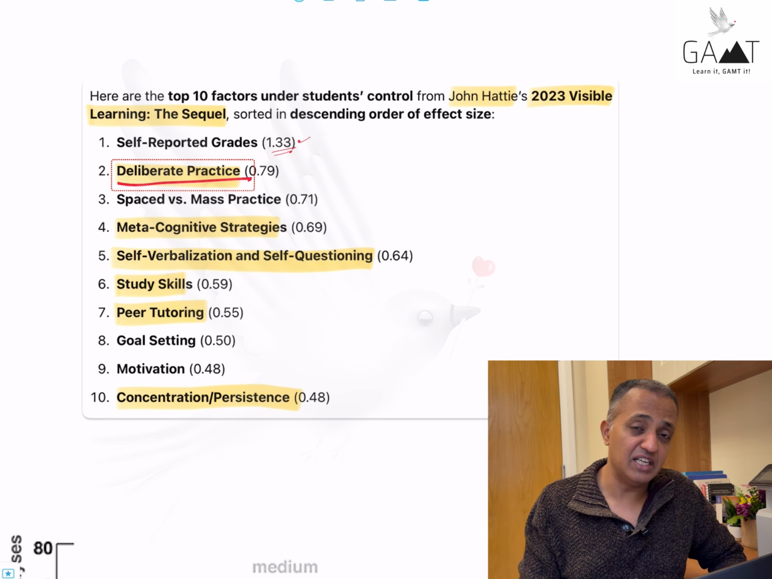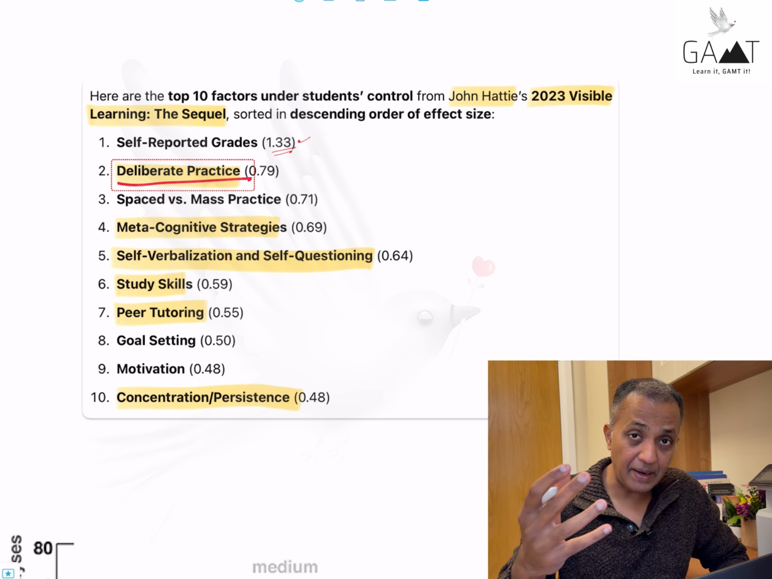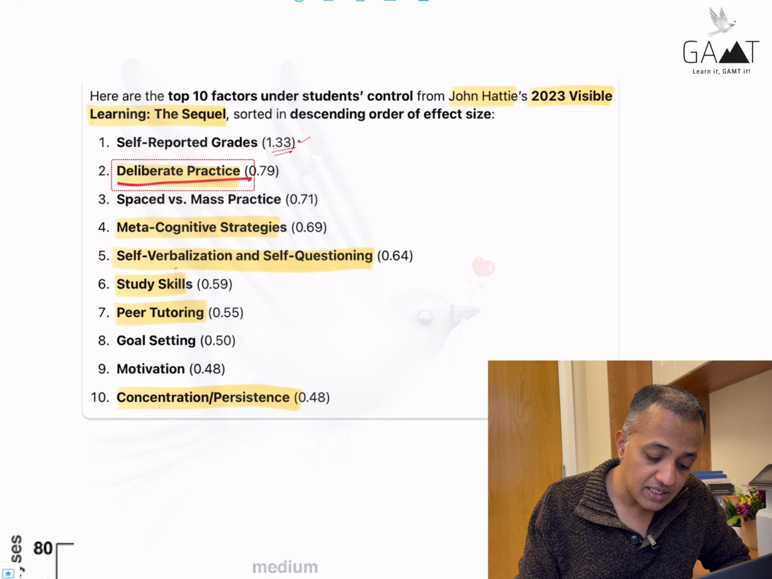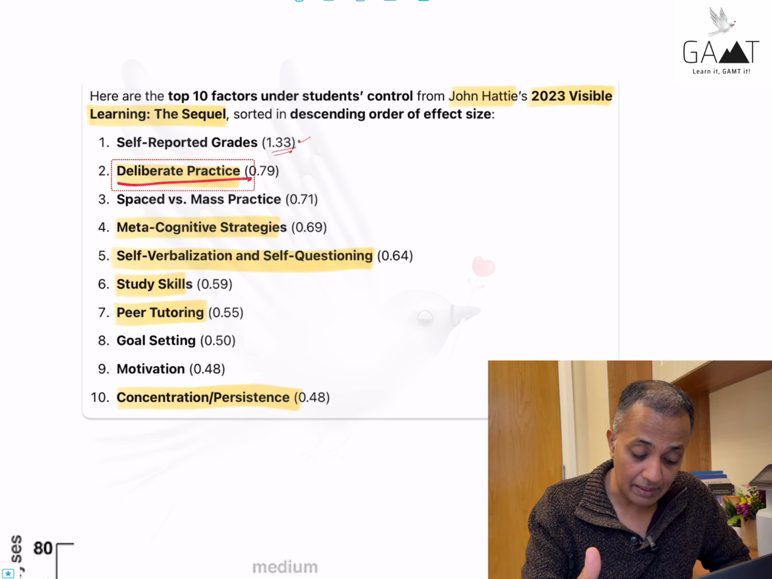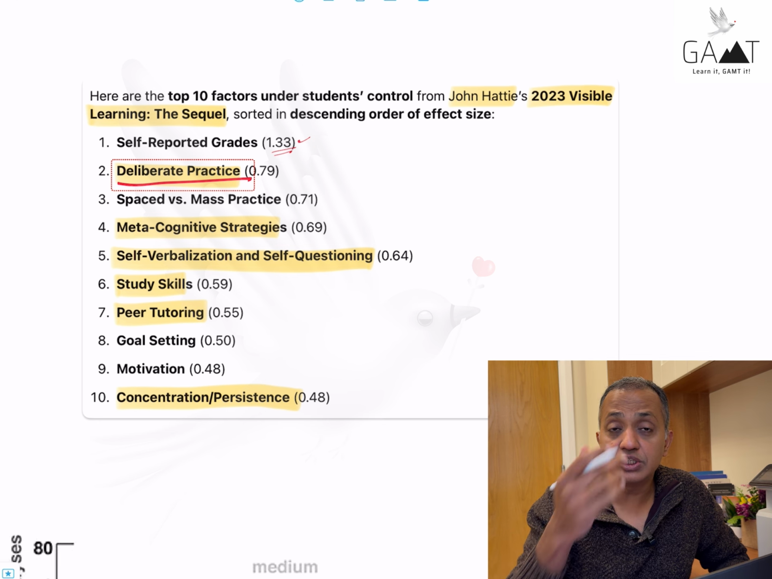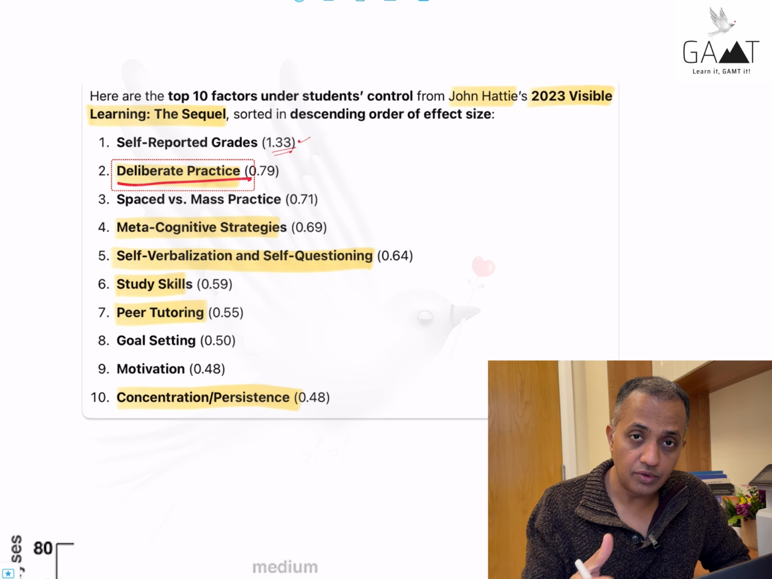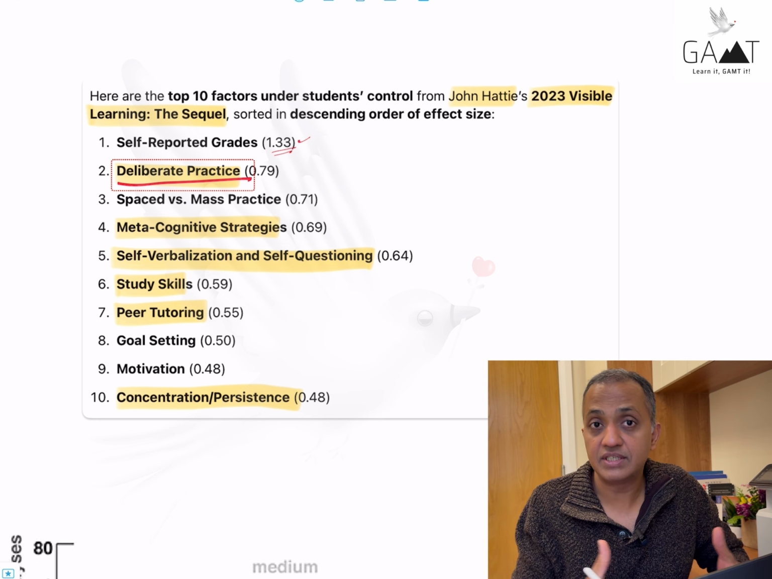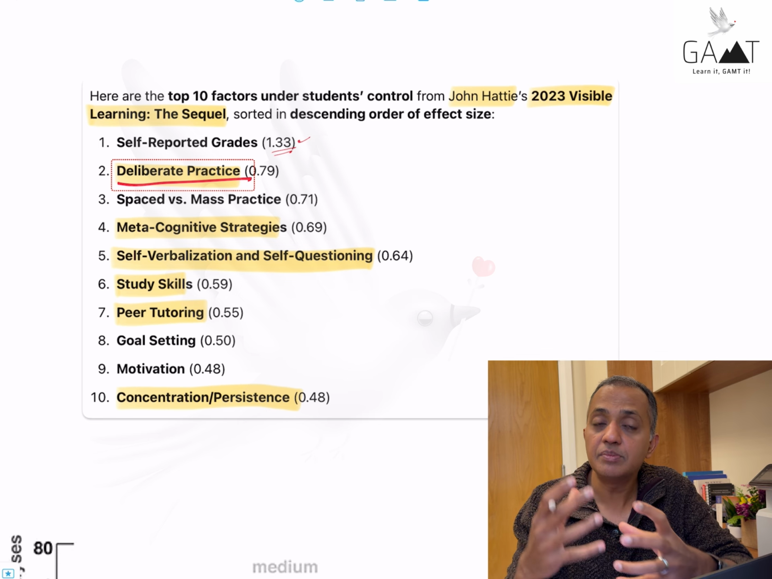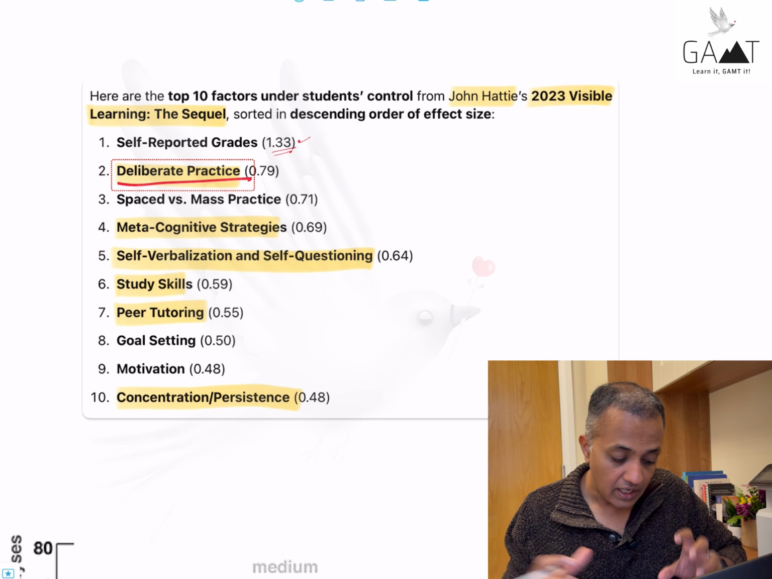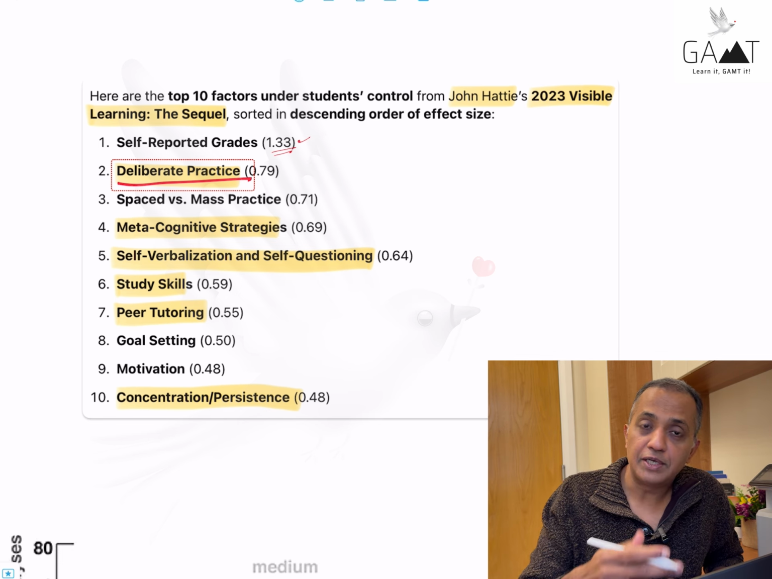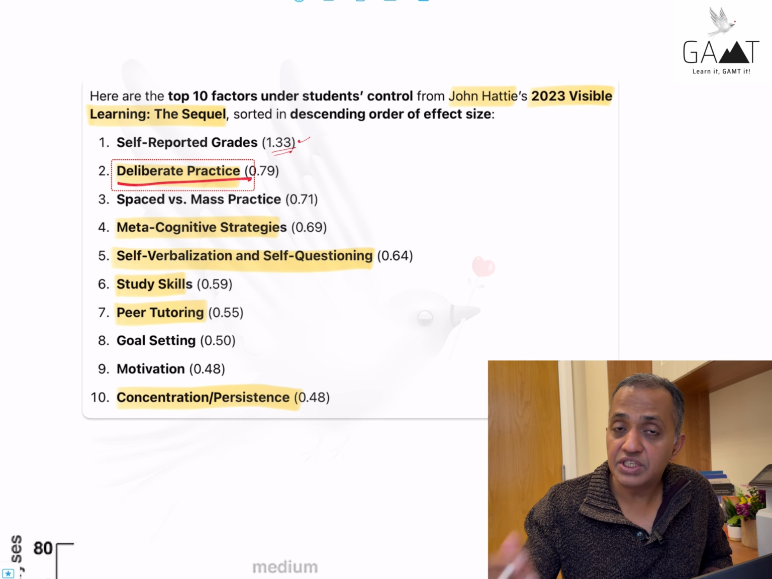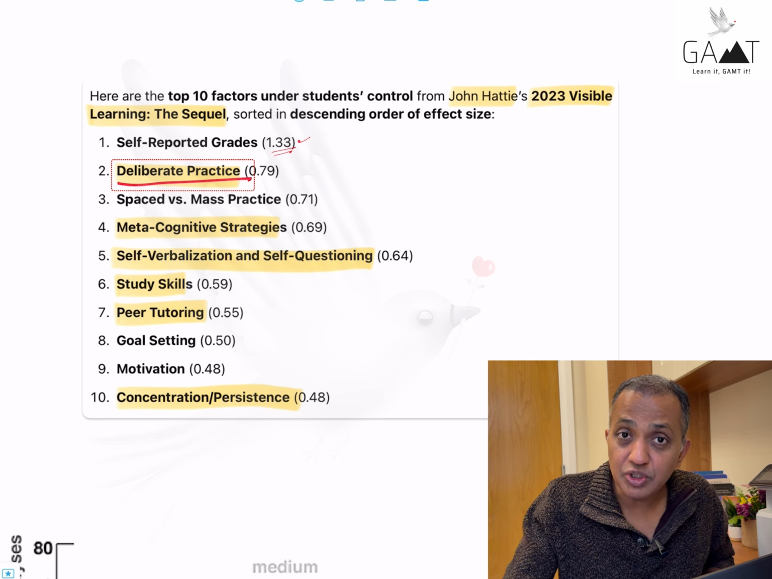That's actually 0.69. That's pretty significant. Deliberate practice is 0.79. Self-verbalization, self-questioning, which we do with the GAMT DL framework. Study skills, any study skills that you employ for learning. The GAMT DL framework is an example of integration of multiple study skills, your memory techniques, all this stuff. It's 0.59. Peer tutoring, when you talk about applying the knowledge and teaching others, that comes under peer tutoring.